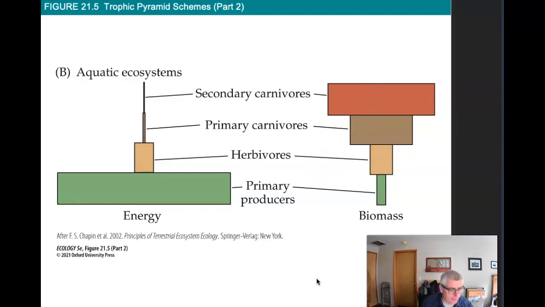Now that doesn't make sense, right? How can there be more herbivores than there are primary producers? It's like having a larger biomass of cows than you have of grass. And the difference here really is turnover rate. If a phytoplankton lives for a week or 2 weeks, a tree can live for 2,000 years. So it has this massive amount of biomass, but it's not turning over. It's not being consumed relatively quickly.